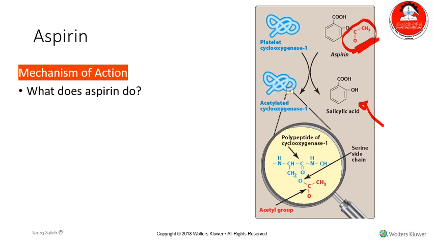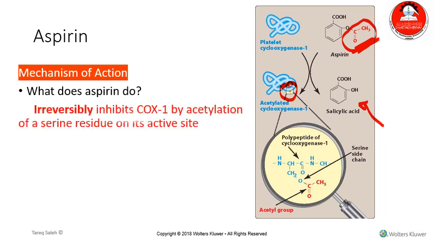So what happens is that aspirin donates this acetyl group, or in other words, it acetylates a serine residue located in the active site of the enzyme cyclooxygenase 1, resulting in the irreversible inactivation of the enzyme. So aspirin irreversibly inhibits the enzyme cyclooxygenase 1 by acetylating a serine residue in its active site. This results in the inhibition of the enzyme function that is required for prostaglandin H2 synthesis and then consequently inhibits further thromboxane A2 synthesis.